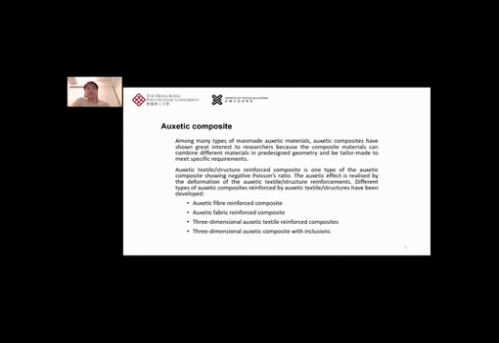And up-to-date, different types of auxetic composite reinforced by auxetic textiles or structures have been developed. There are auxetic fiber reinforced composite, auxetic fabric reinforced composite, three-dimensional auxetic textile reinforced composite, and three-dimensional auxetic composite with inclusions. So my work, my PhD research, is focusing on this type, three-dimensional auxetic composite with inclusions.